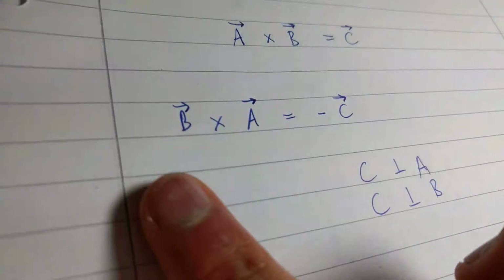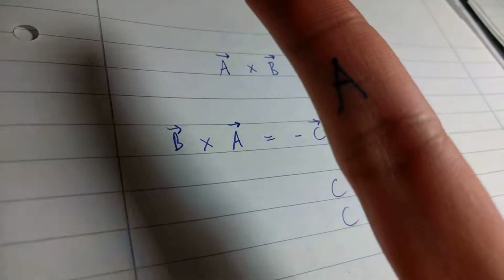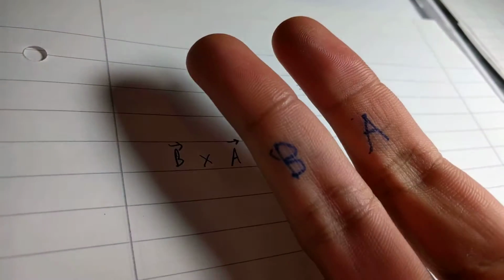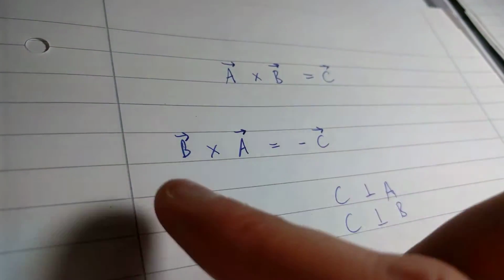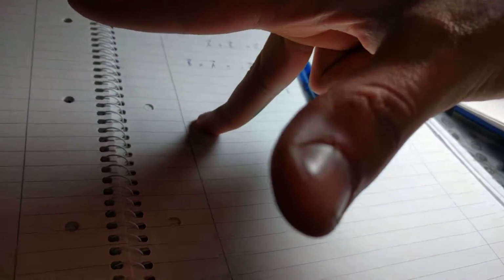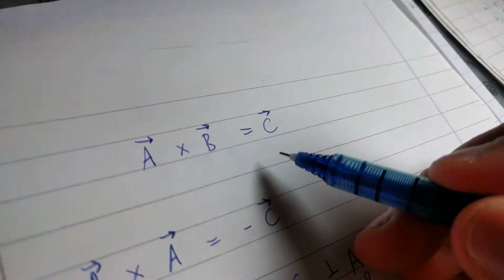Now if we take B cross A, then we ignore this. This finger becomes B, and this finger becomes A. So what you're going to have is, if B is facing to the left, then my index finger will face the left, and my middle finger will face downwards. And so if we position our hand like this, then the thumb points towards the camera, which is the exact opposite direction of the vector we found before, C.